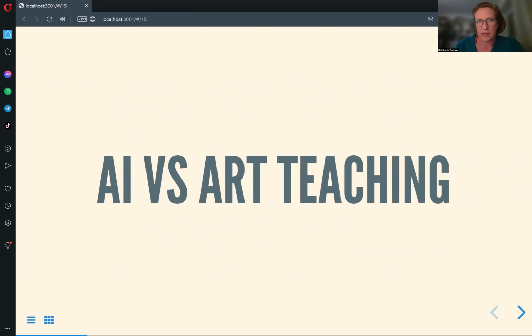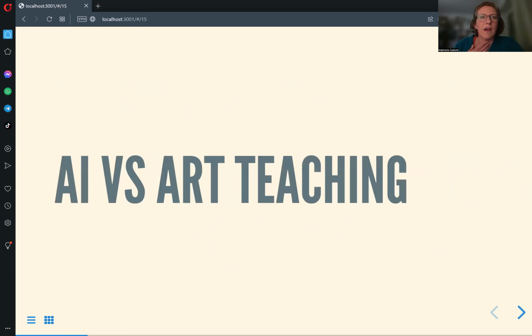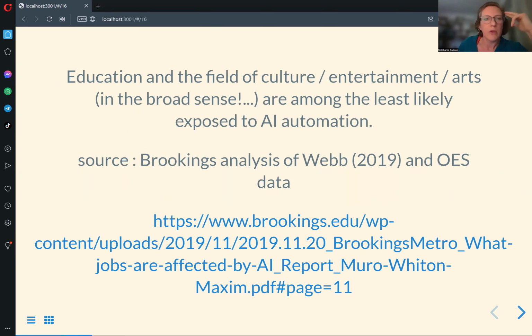What about art teaching? Education in the field of culture, entertainment, and art are among the least likely to be exposed to AI automation. There is this web report that you can look up that shows the different jobs that will be impacted by AI. And actually, culture, entertainment, arts are the least likely to be. Well, they will be, but not as much as other fields.